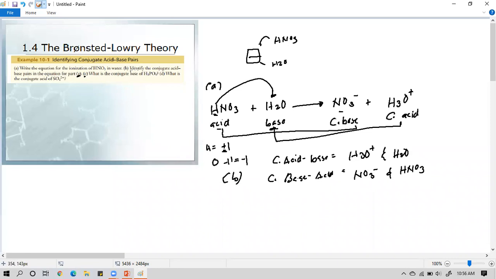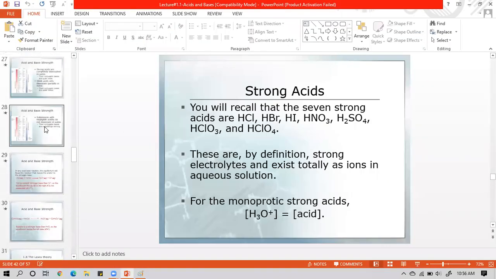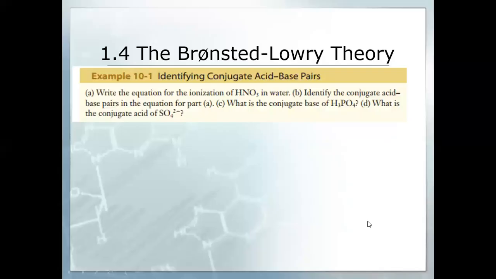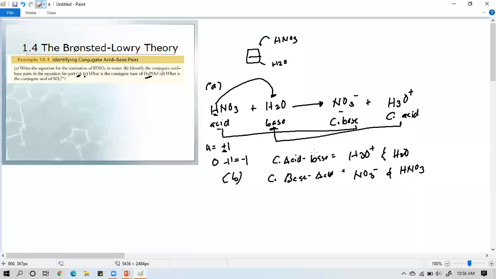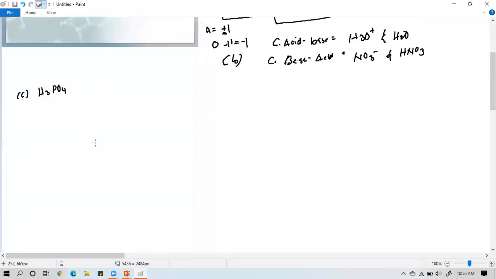So letter C, what is the conjugate base of H3PO4? Ayan, H3PO4 or phosphoric acid natin. Okay? Sasagutan lang natin di letter C here. H3PO4, the conjugate base. So, ano daw yung kanyang conjugate base? Okay, phosphoric acid.